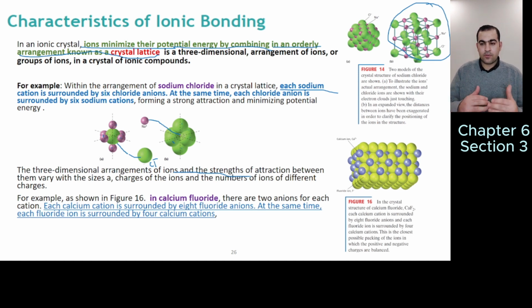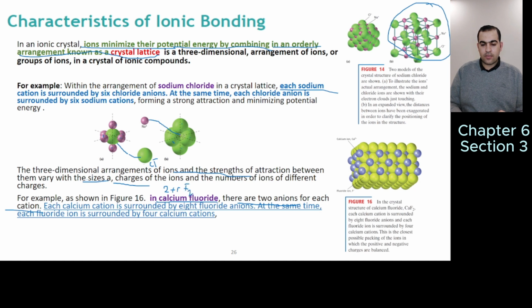For example, the bond between sodium and chloride, and calcium and fluoride, the strength is different. The arrangement also will be changed. Why? Because of the size of the ions they have and the combined charges. For example, calcium fluoride has calcium, its charge is 2 positive. Fluoride, there must be 2 fluoride, isn't it? We said for each cation there are 2 anions, right? There must be 2 fluoride.